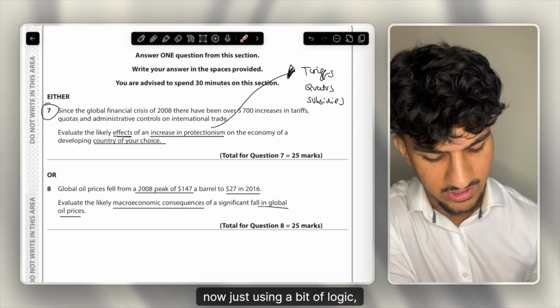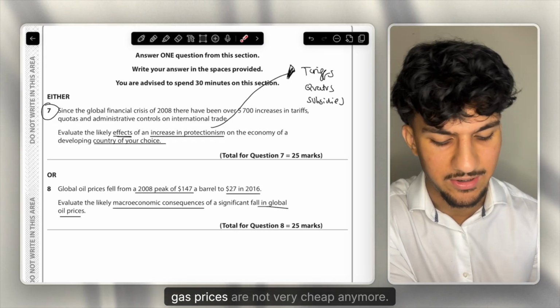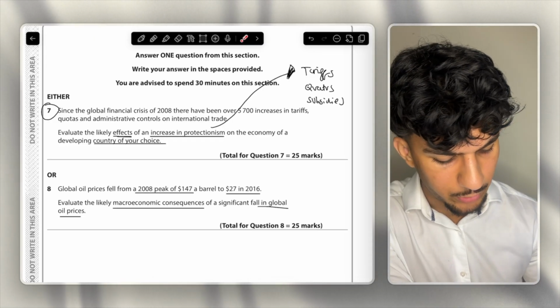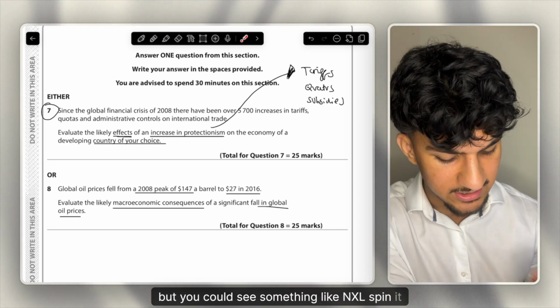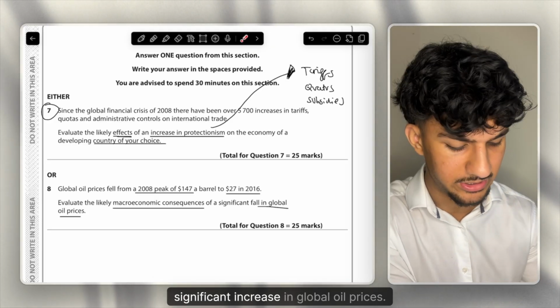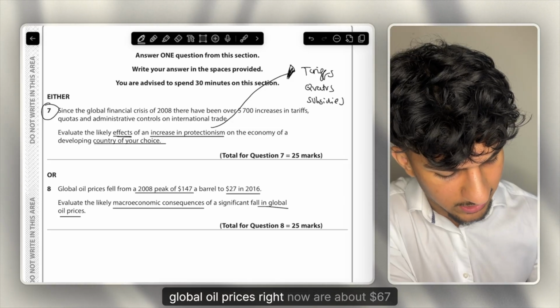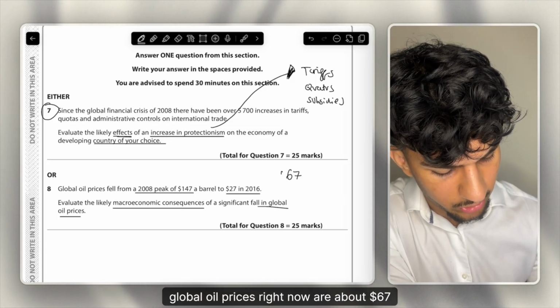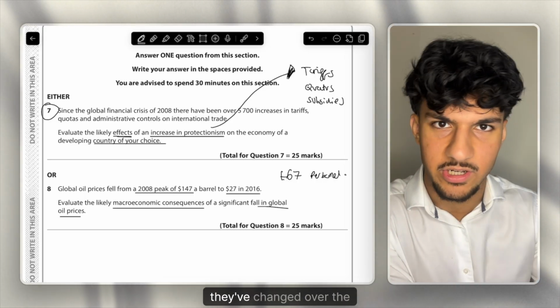Now, just using a bit of logic, even if you don't know much about economics, you probably know that oil prices, gas prices are not very cheap anymore. And you're probably not likely to get this exact question, but you could see something like Edexcel spin it saying, evaluate the likely macroeconomic effects of a significant increase in global oil prices. And just for some context, global oil prices right now are about $67 per barrel. So it just puts a bit of perspective on how they've changed over the years.